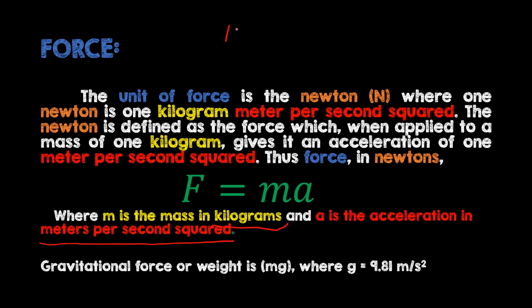We can say that 1 Newton is equals to kilogram meter per second squared. That is the breakdown unit of Newton. Kilogram meter per second squared. So, gravitational force or weight is mg or mass times gravity, where g is 9.81 meter per second squared. So, we will be using this a lot of times. G is 9.81 meter per second squared in SI unit. So, force is done. Next topic.